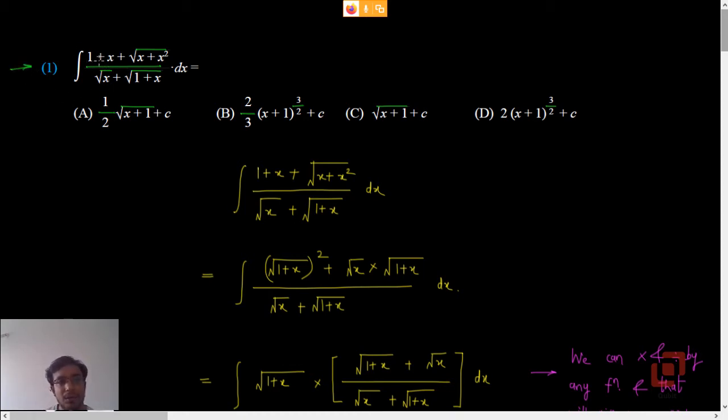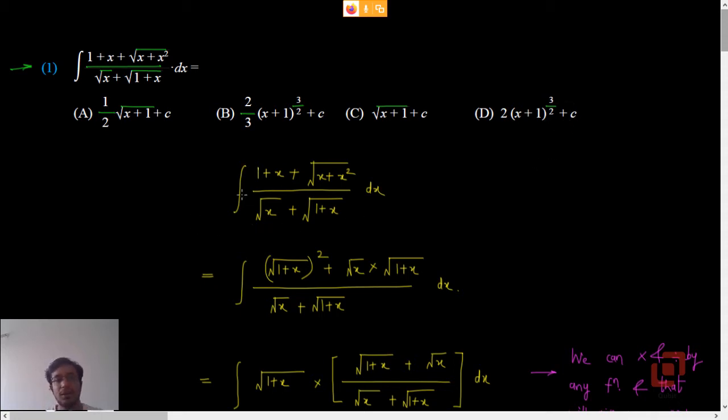Integral of 1 plus x plus root of x plus x raised to 2 upon root of x plus root of 1 plus x dx is equal to option A 1 by 2 root x plus 1 plus c, option B 2 by 3 x plus 1 raised to 3 by 2 plus c, option C root of x plus 1 plus c, and option D 2 into x plus 1 raised to 3 by 2 plus c.